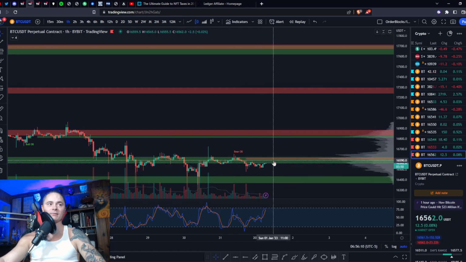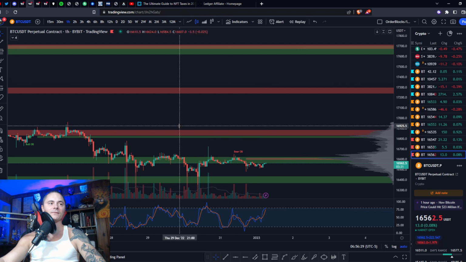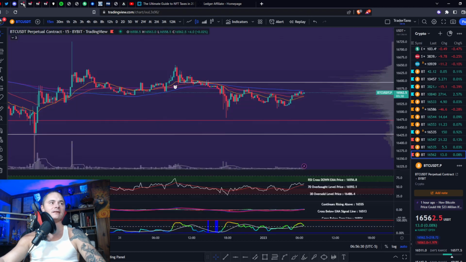Okay, so if we come up to this supply block and get rejected, come back down to here at basically 16,560, we will confirm bearish divergence. I would expect us to come back down to this order block at 16,435. All right, so let's go back to the other chart and talk about the bullish and bearish case.